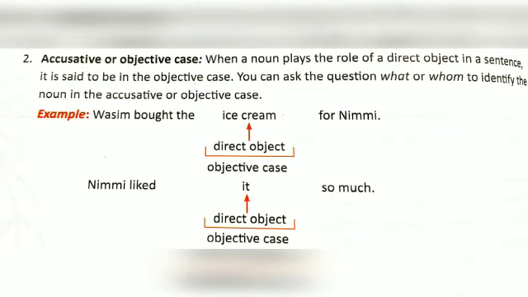When a noun plays the role of the direct object in a sentence, it is said to be the objective case. For the question, here come what or whom. Wasim bought the ice cream for Nimi. So Wasim bought what for Nimi? What means ice cream here. It is the direct object because it is directly linked with Wasim. So this is the objective case. Nimi liked it so much. So Nimi liked what? That is the ice cream. That's why it is the objective case. It's the direct object which links with Nimi.